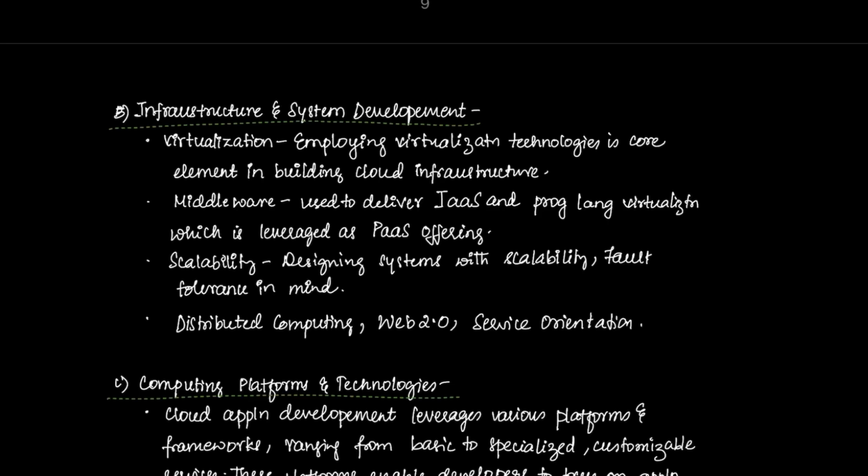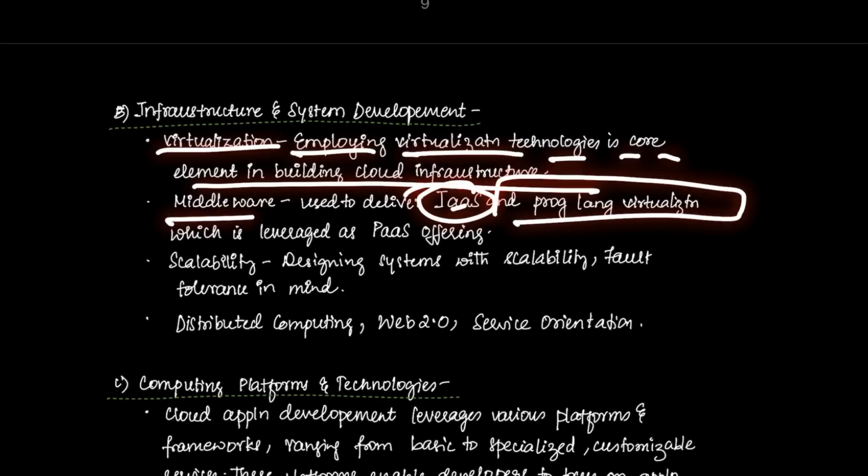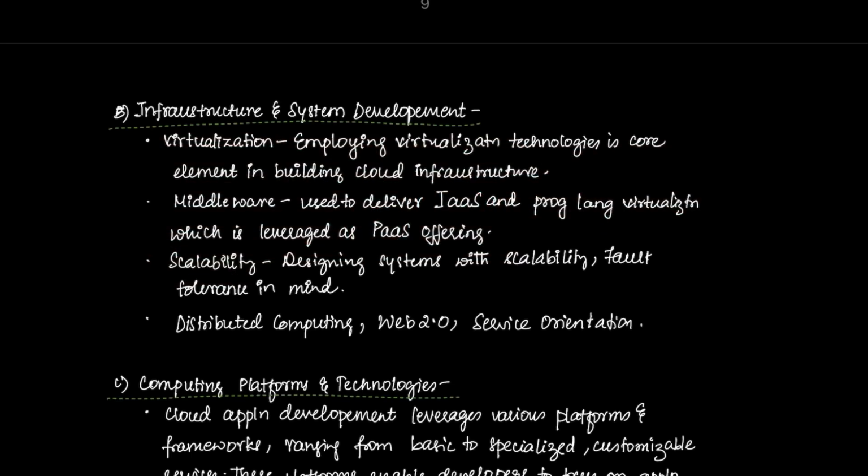So key challenges here are, key components: virtualization, middleware, scalability, distributed computing, Web 2.0 are all part of it. Virtualization means you're employing virtualization techniques as a core element in building the cloud infrastructure. Middleware means it is used to deliver the infrastructure as a service, and programming language virtualization, which is leveraged as a platform as a service offering. Scalability means you're designing systems with scalability, fault tolerance in mind. So these considerations will influence the design of cloud-based systems, focusing on managing the demand component, how to deal with them, how to create the system, and other utilities.